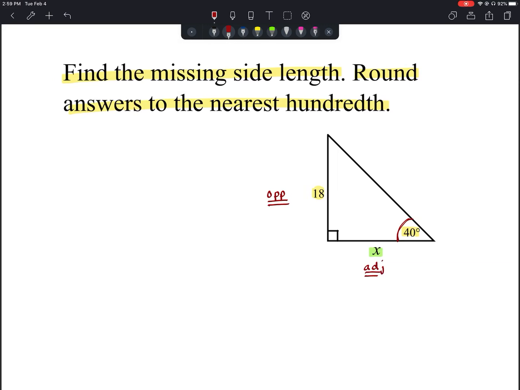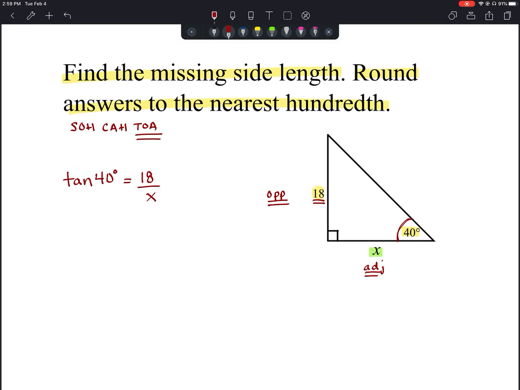So we're going to be looking at, in terms of SOHCAHTOA, the one that has the opposite side and the adjacent side in is tangent. So we're going to set this up as the tangent of 40 degrees is going to equal our opposite side, which was 18, over the adjacent side, which is x.